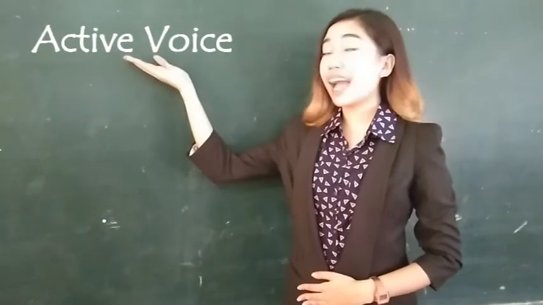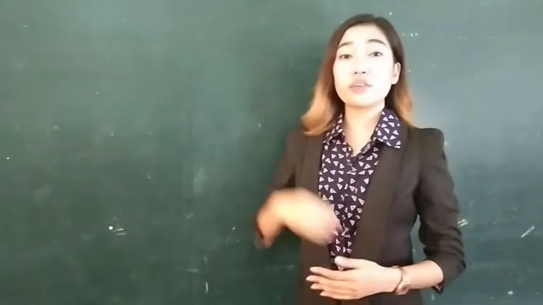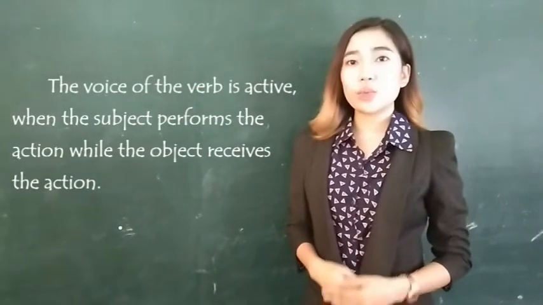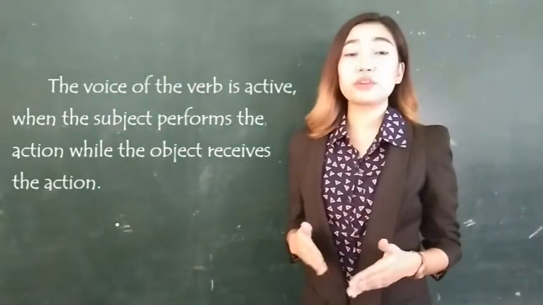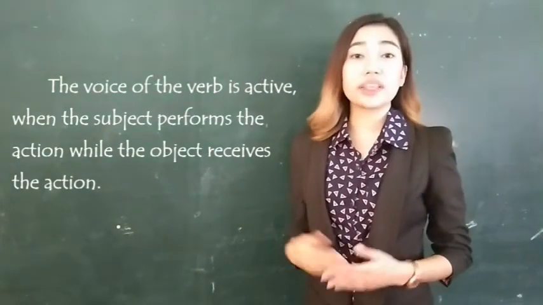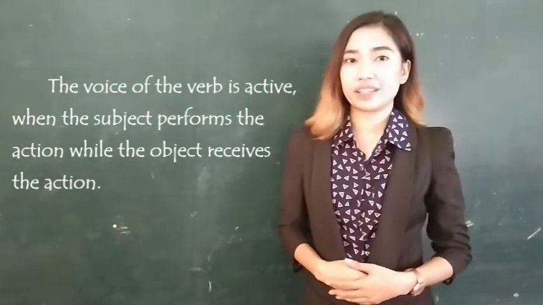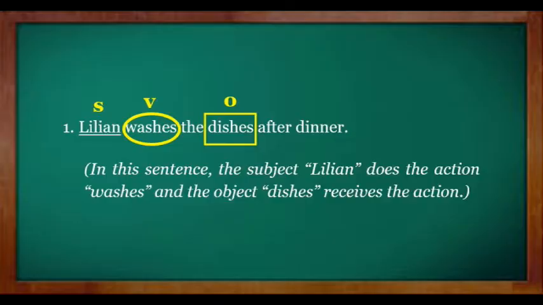Let's start with the active voice. The voice of the verb is active when the subject in the sentence performs the action, while the object receives the action. Example: Lillian washes the dishes after dinner. In this sentence, the subject, Lillian, does the action, washes, and the object, dishes, receives the action.